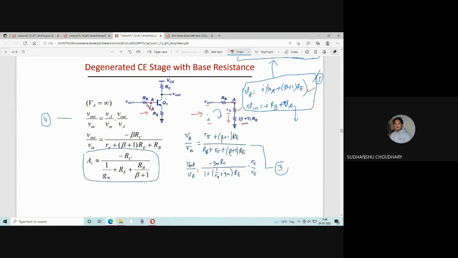Now, similarly, one can write an equation for V in. That is, this V in would be equal to drop across this plus drop across this entire, right? V in would be equal to drop across this RB plus drop across R pi and beta plus 1. So I can write V in as, if I is going in this loop, V in is I RB plus drop across this, which is VA.